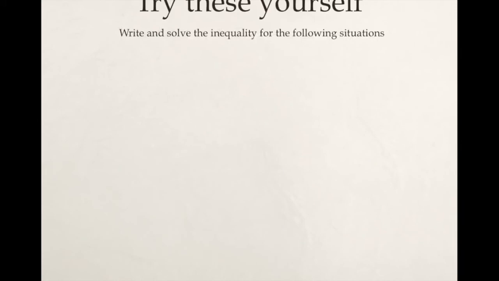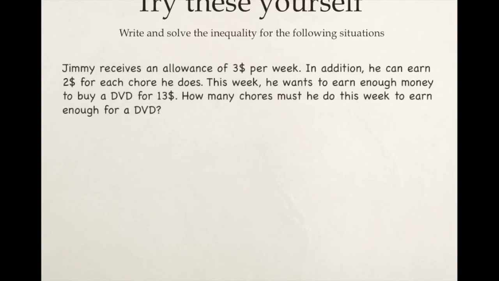I'm going to give you 2 word problems that I would like you to try on your own. The answers are in this video, but I do want you to pause it after each time I read the question. Jimmy receives an allowance of $3 per week. In addition, he can earn $2 for each chore he does. This week, he wants to earn enough money to buy a DVD for $13. How many chores must he do this week to earn enough for a DVD? Pause and solve your question. Play it to find the answer.